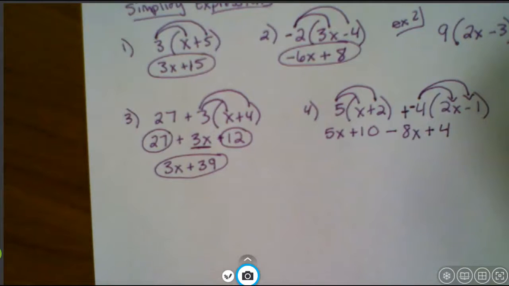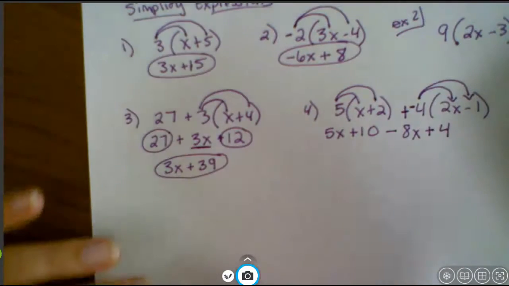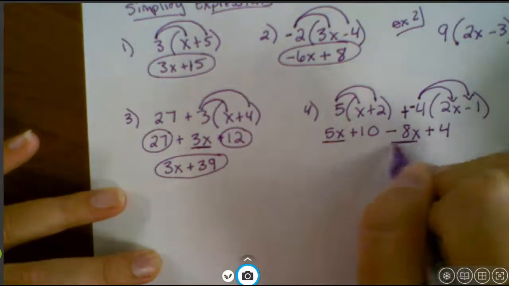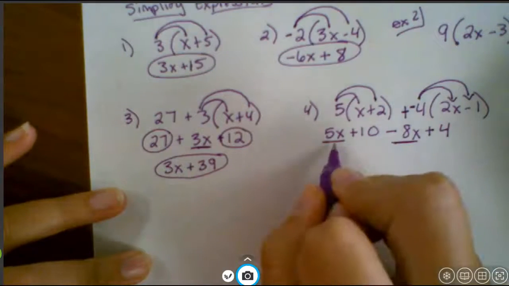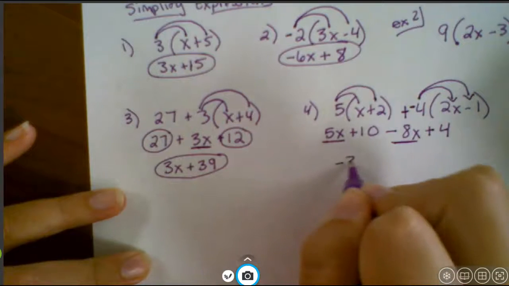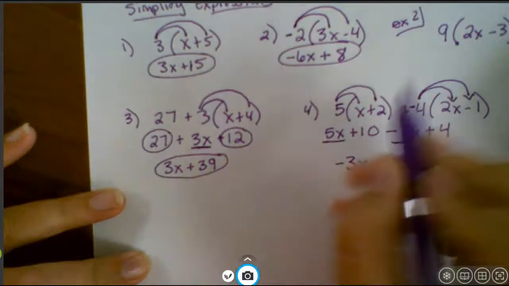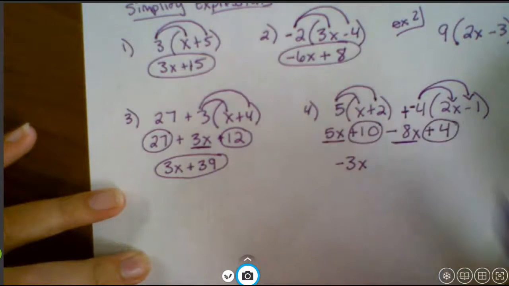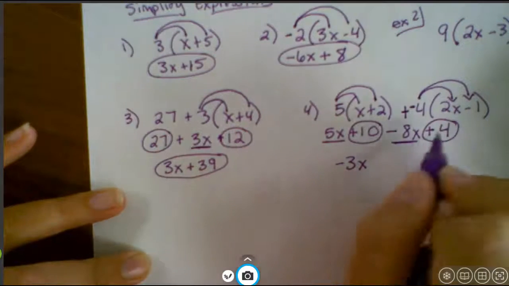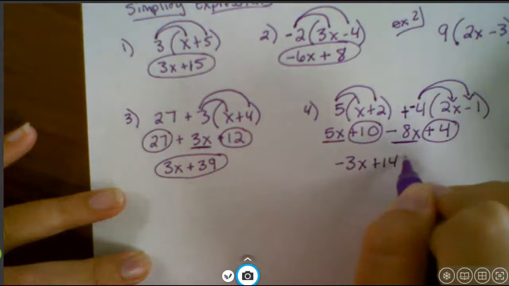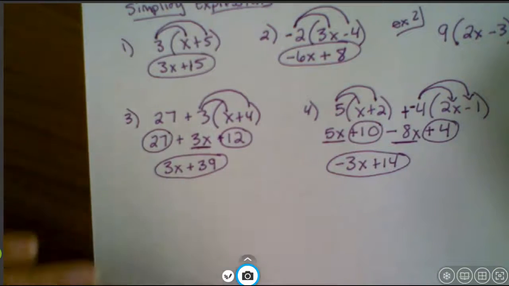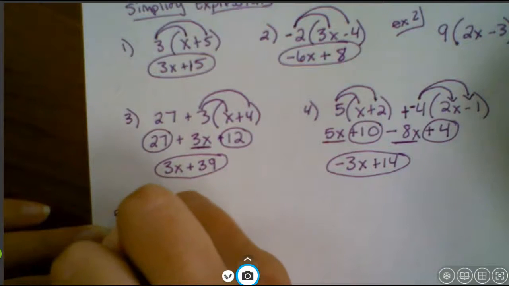Now let's see what all we can combine. So I'm going to look at my x's first. I have a 5x and I have a negative 8x. So 5 minus 8 would be negative 3x. And then my numbers, I have a positive 10 and a positive 4. So 10 plus 4 would be plus 14. And there's simplified. Okay, I want you to write this one down and try this one on your own.